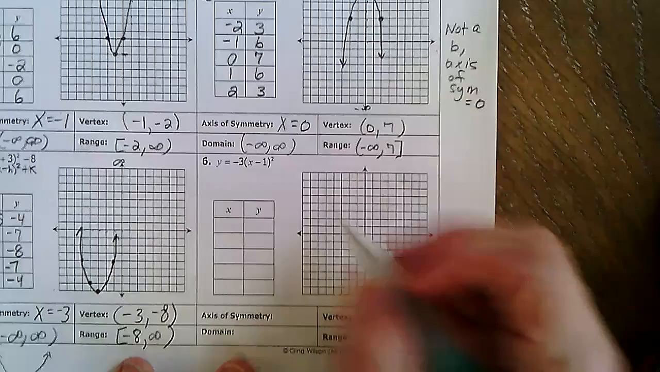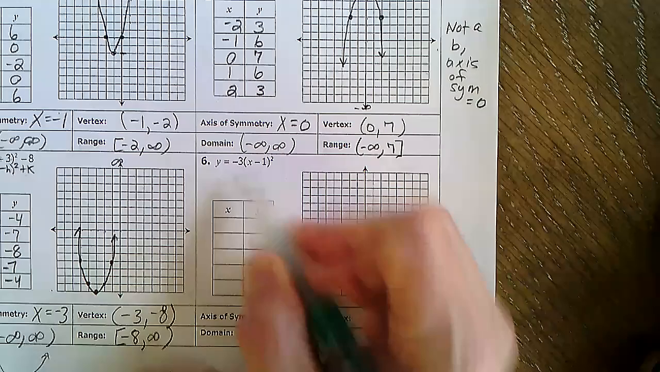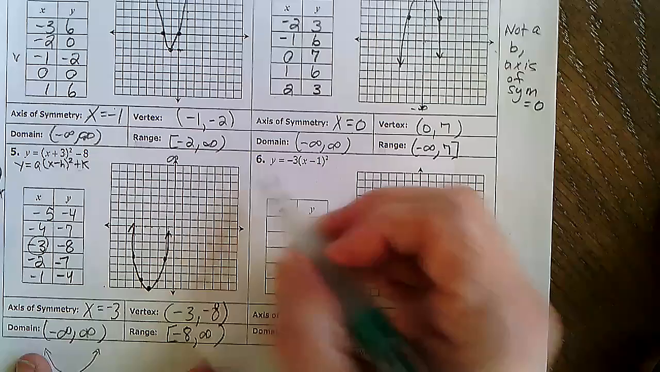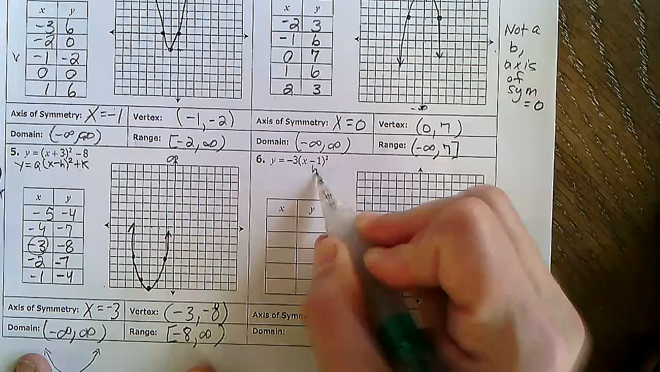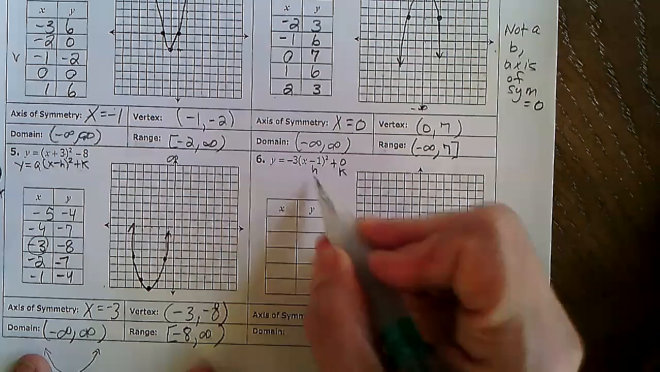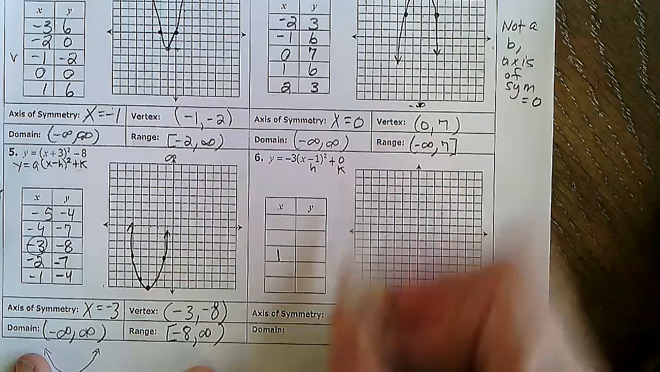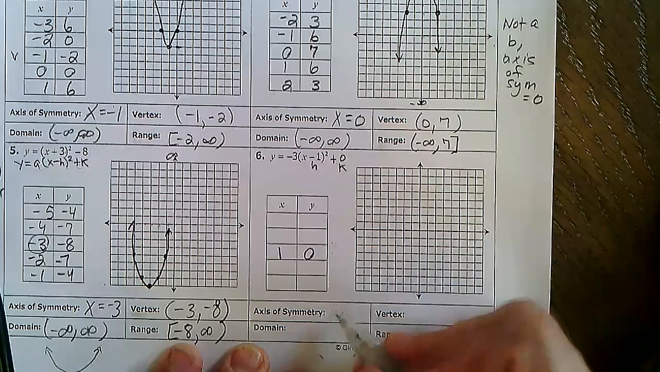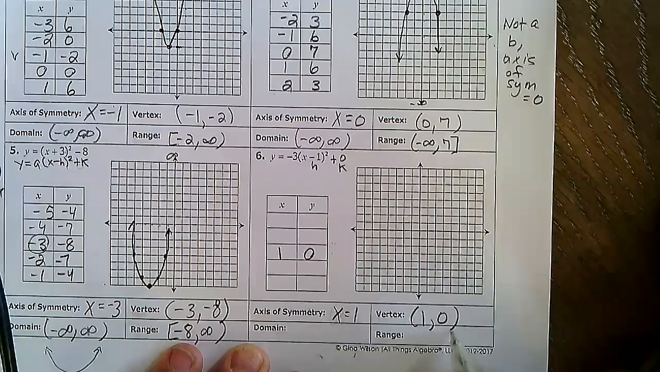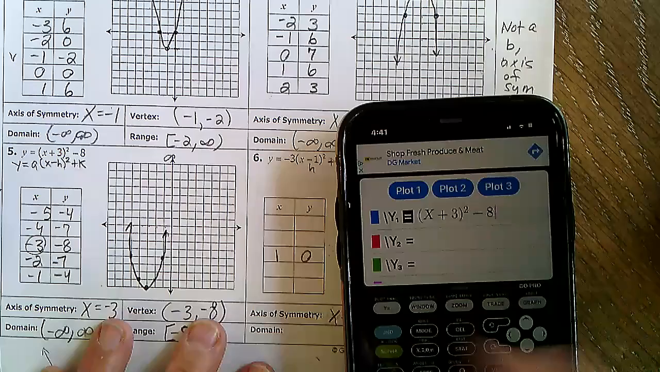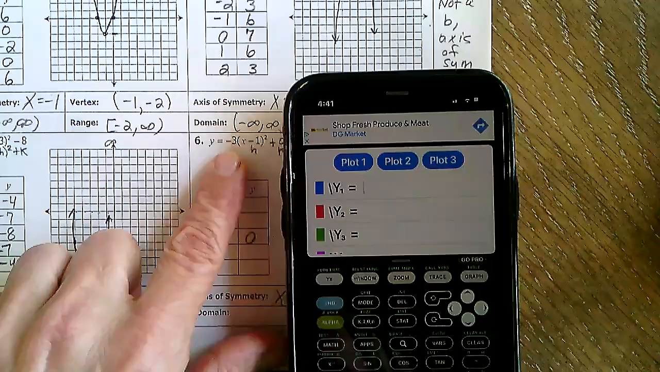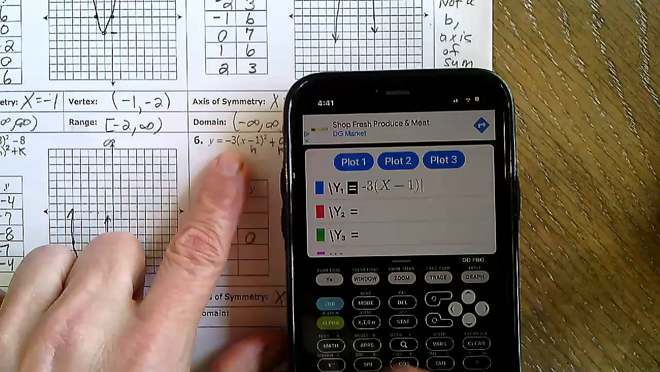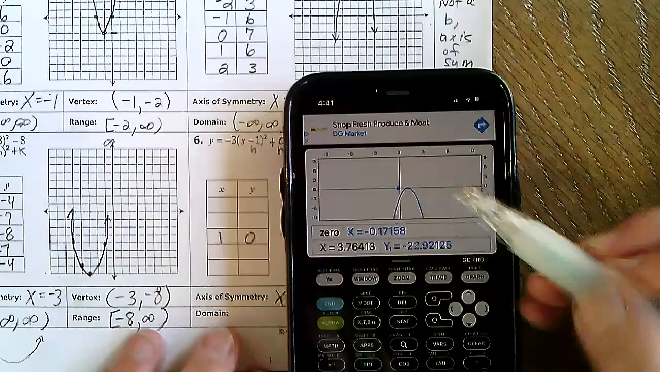All right, so then this one, I know from my formula, a times (x minus h) squared plus k, my vertex is going to be (h, k). Well, there's not a k, so that's 0. So the opposite of -1 is 1, and then I have a 0. So my axis of symmetry is x equals 1, and my vertex is (1, 0). All right, and then again, if you just want to put that in your calculator, you've got -3 times (x minus 1) squared. And you can graph it, okay?